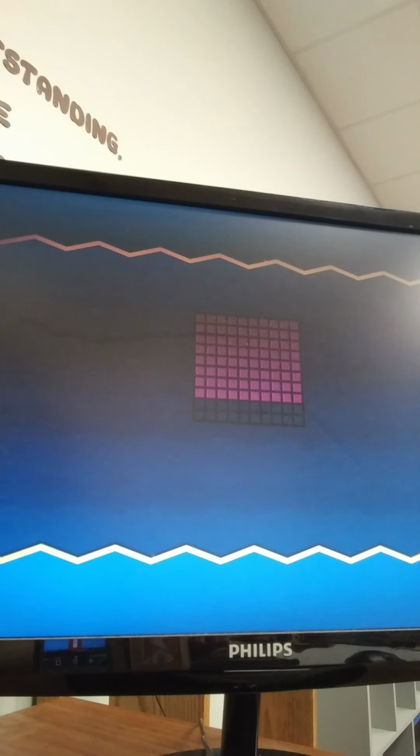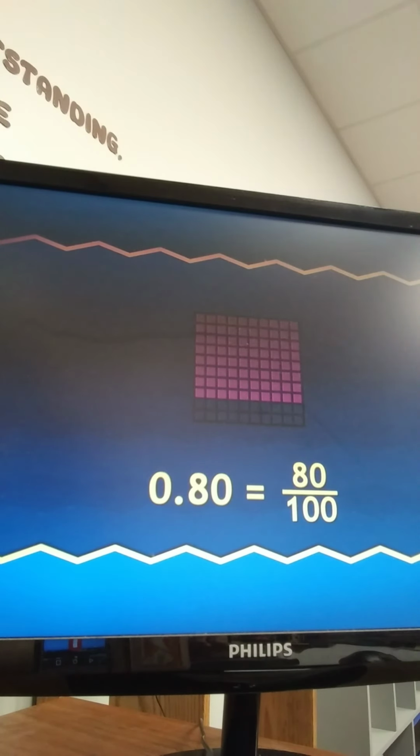Okay, again, counting. You could count by the line, 10, 20, 30, 40, 50, 60, 70, 80. So you have 80. I already told you it's a 100 block. So you have 80 over 100 for your fraction. And then, of course, that could be reduced easily if you needed to.